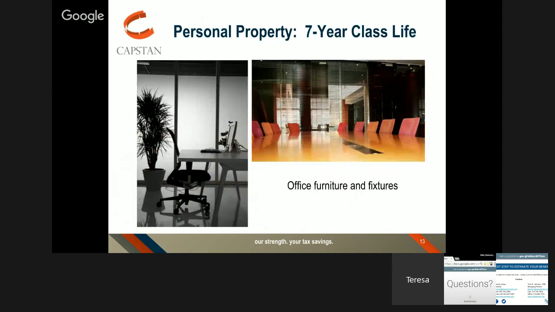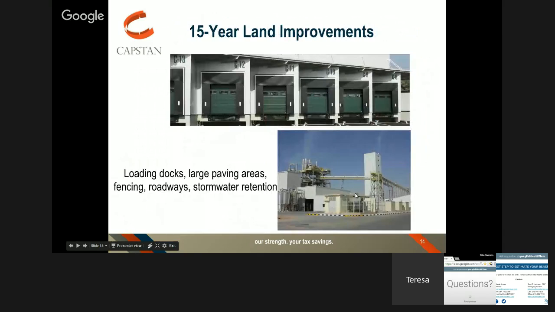Obviously, office furniture and fixtures and things like that would also be 7-year classified. Now, the land improvements that we mentioned can be loading docks, large paving areas, fencing, roadways. Think about stormwater retention. A lot of that now is underneath the ground. You don't even see it, but it's very expensive. And if we know there's a stormwater retention system that the owner owns and has put in, either when you built it or when you acquired it, we would be estimating the cost for that as well.